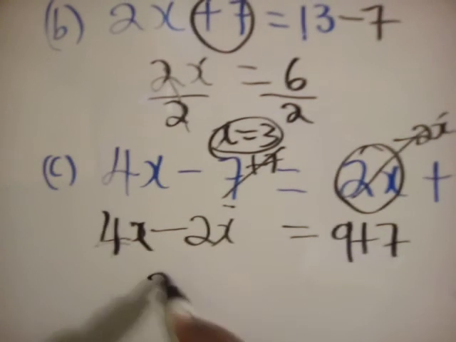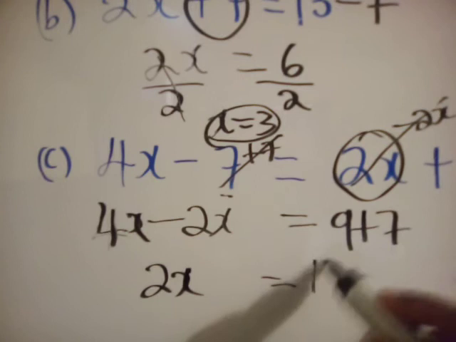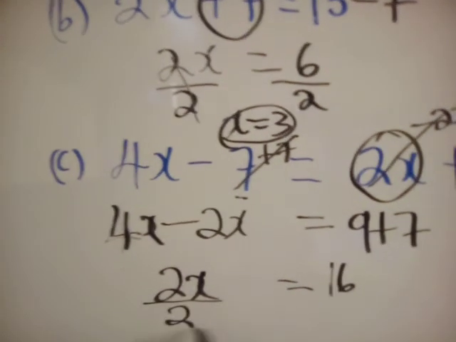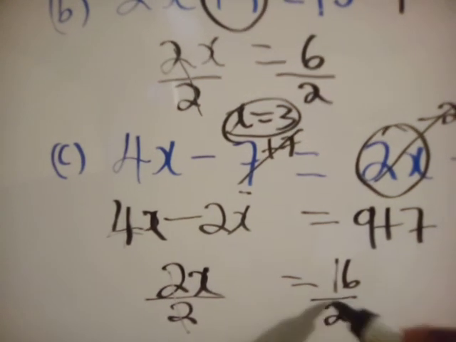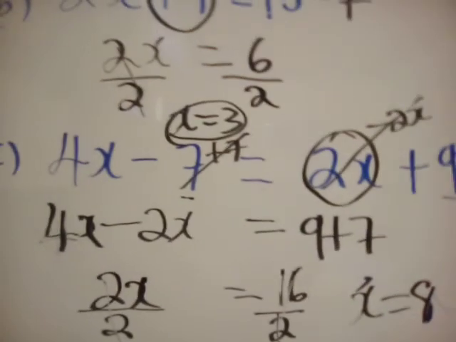4x minus 2x would be 2x. And 9 plus 7 would be 16. 2 times what is equal to 16? So 2 into 16, 8. So therefore x is equal to 8. And it makes sense.